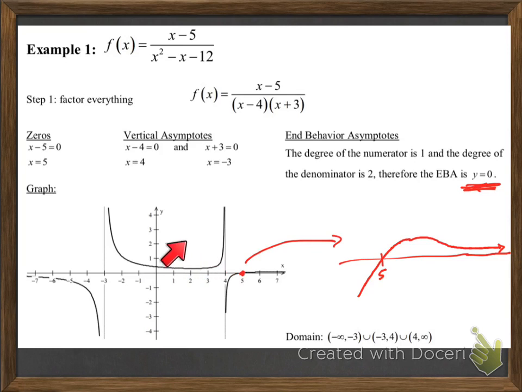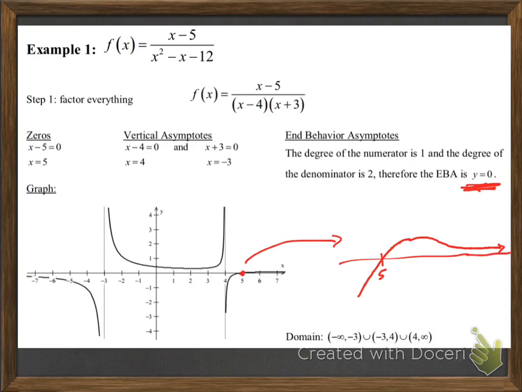Your graphs can cross the x-axis locally in this area, but your end behavior asymptote means what is happening as your graph goes forever to the right or forever to the left. Is the x-axis asymptotic? Yes, it is. Over here, your graph is approaching the x-axis from below. Over here, your graph is approaching the x-axis from above the x-axis. So we do have those two things.